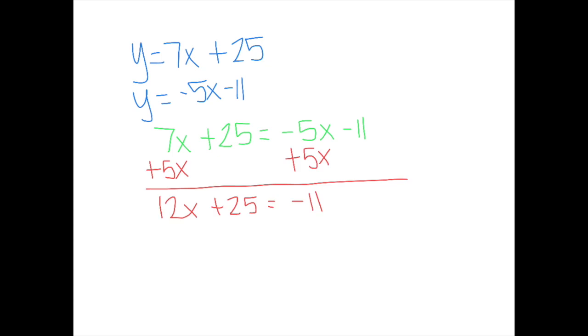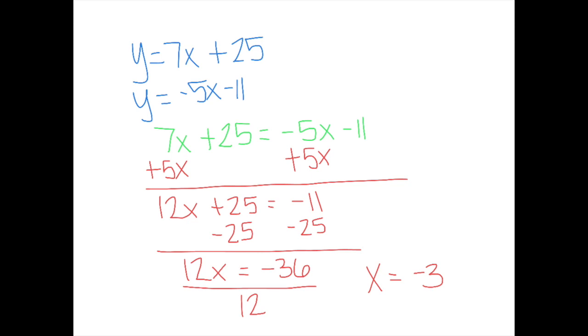I always start by moving my variable. It does not matter which one you move first, but I chose to move my variable first and simplified. Once I simplified that, I simplified my constants, and then I divided by my coefficient, or my number in front of my variable, and I found out that x is equal to negative 3.